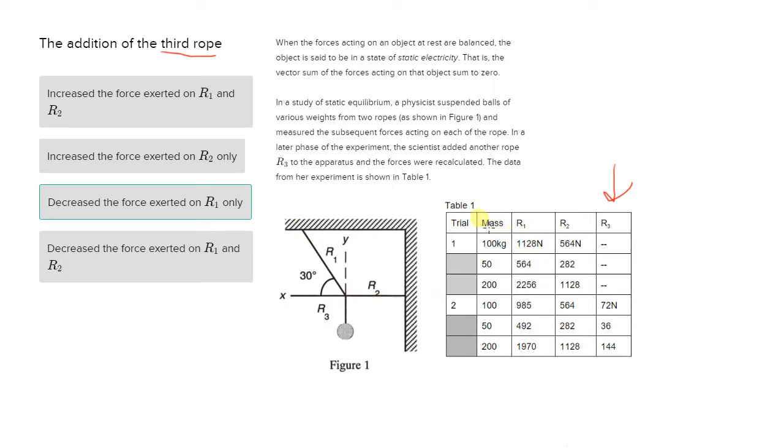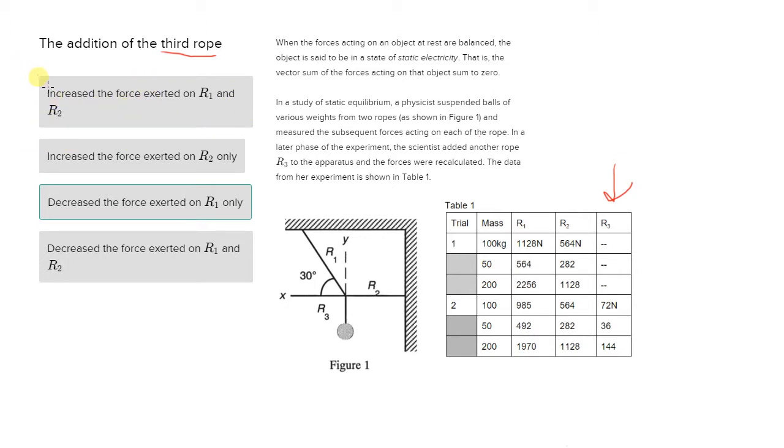And then in the second trial, we're supposed to accept that they have added R3, and now we have all three ropes attached to this hanging mass. And they want to know how the addition of this third rope has changed the forces on R1 and R2. So as we always should do whenever we have a question where the answer choices are wordy or just slight variations on a theme, we should go one by one through each one to eliminate or validate each answer choice.